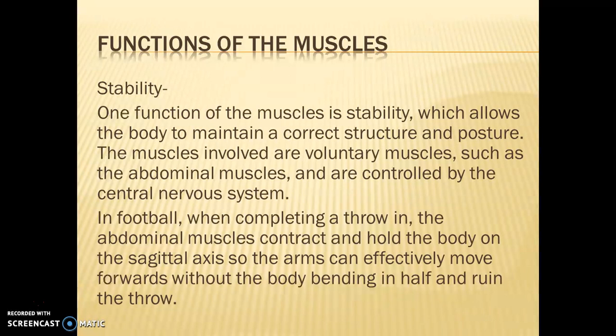Functions of the muscles. Stability. One function of the muscles is stability, which allows the body to remain upright when necessary, but also allows the body to maintain a correct structure and posture in varying positions. The muscles involved are voluntary muscles, such as the abdominal muscles, and are controlled by the central nervous system.